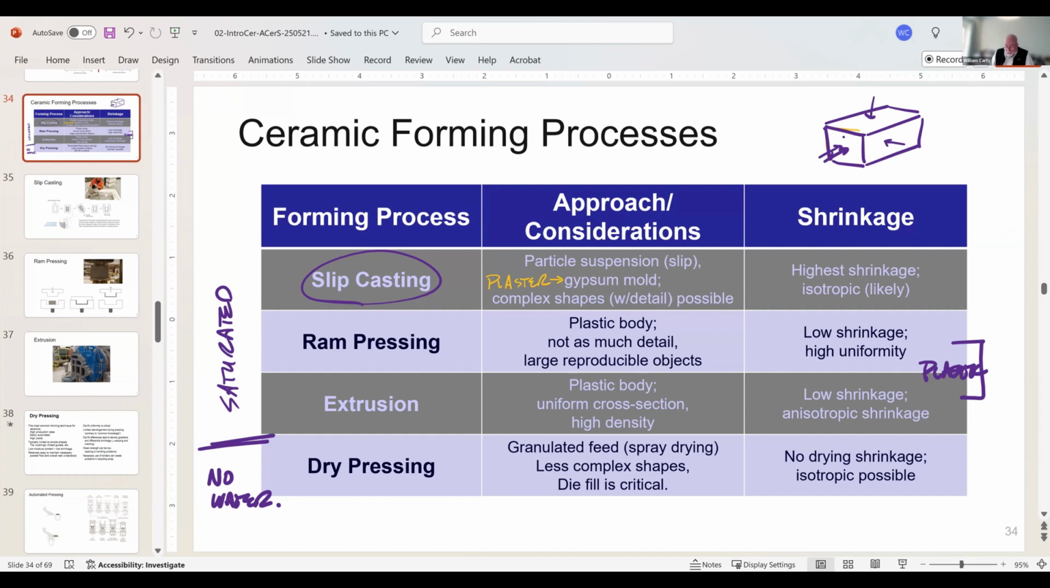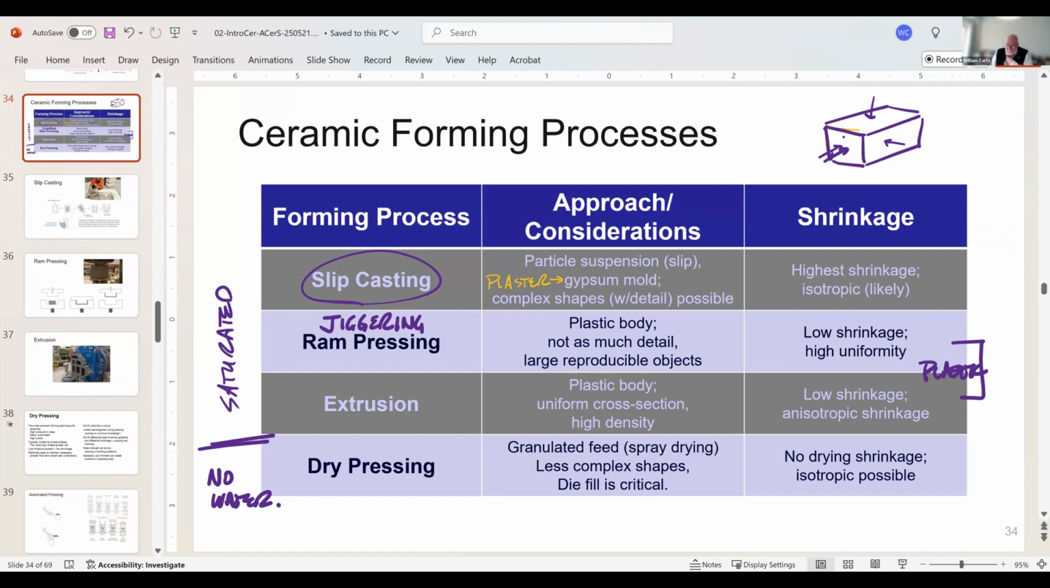Ram pressing is a different process. Plastic body, meaning that you have a little more water than is necessary to fill the pore structure. You're not able to do as much detail, and it's usually for larger objects that are difficult to make. Low shrinkage, high uniformity. We could add into here a process called jiggering, but jiggering is typically restricted to traditional ceramic processing, whereas I've seen ram pressing in some advanced ceramic applications.